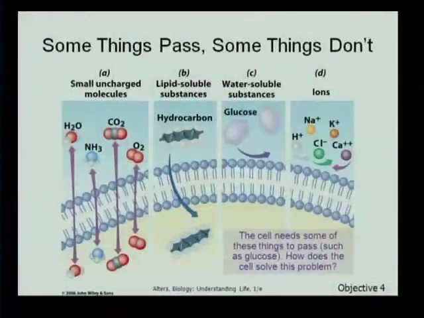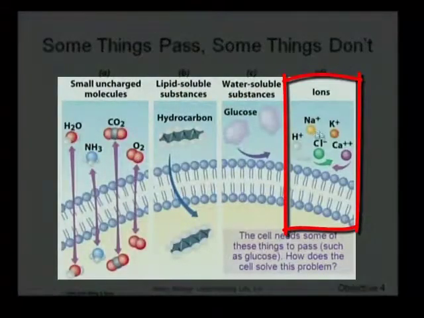Now, notice on the last picture, we've got sodium and potassium and hydrogen. Okay, so here's our smallest element on the periodic table, and it can't pass. But yet over here we have CO2 and NH3 and O2. They can pass, but yet hydrogen can't. Well, why? Well, notice this is a hydrogen ion, and a sodium ion, and a potassium ion, and a calcium ion, and a chloride ion. They are charged, therefore they can't pass. So those things that are, again, small, neutrally charged, lipid soluble.